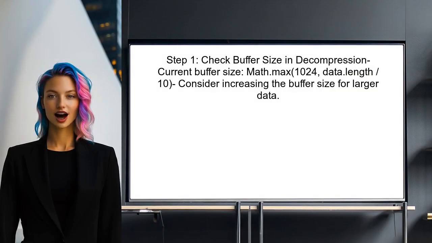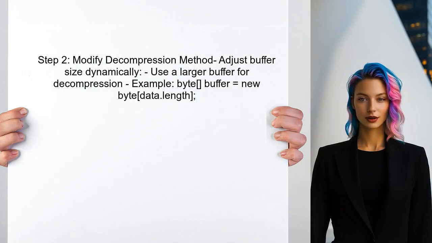To address the decompression issue, the user should first check the buffer size used during decompression. The current buffer size is set to a maximum of 1,024 bytes, or 1/10 of the data length. This may not be sufficient for larger data sizes. Next, the user should modify the decompression method to handle larger byte arrays more effectively. This can be done by adjusting the buffer size dynamically based on the input data size.